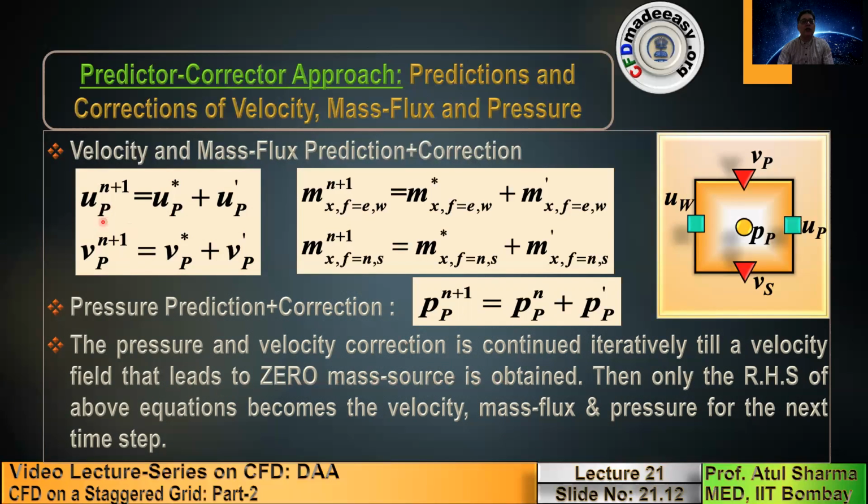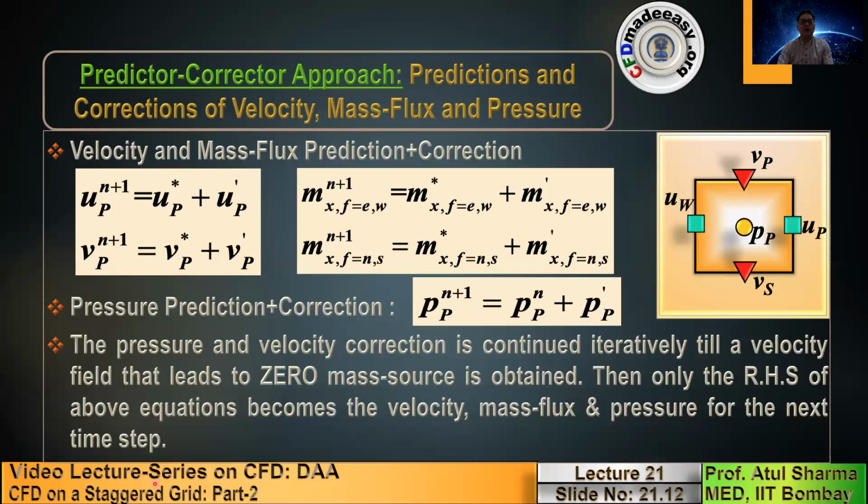So the pressure and velocity correction is continued iteratively till a velocity field that leads to zero mass source is obtained. So once you get the new values of u star and v star, and using the new values of u star, v star, the new value of m star that you get, if the net mass source is zero, then only the right hand side of the above equation, which means the summation of these two, becomes the velocity, mass flux, and pressure for the next time step.